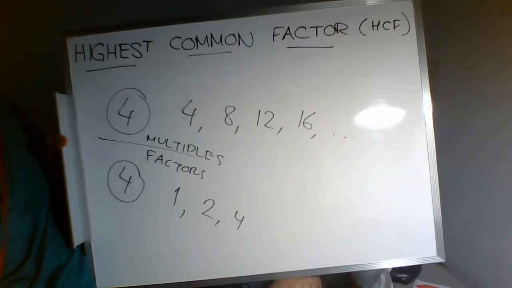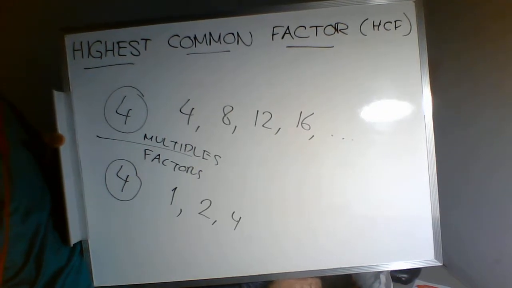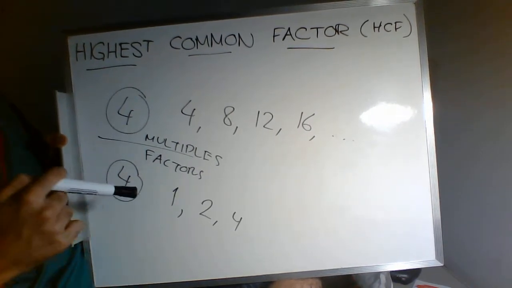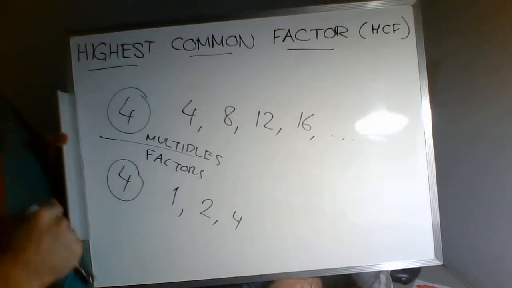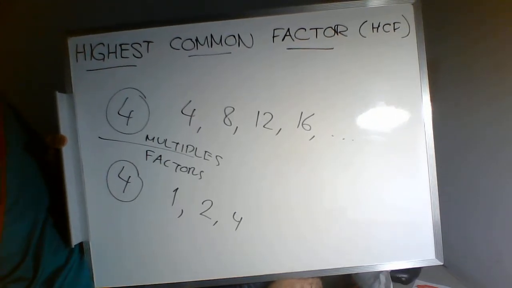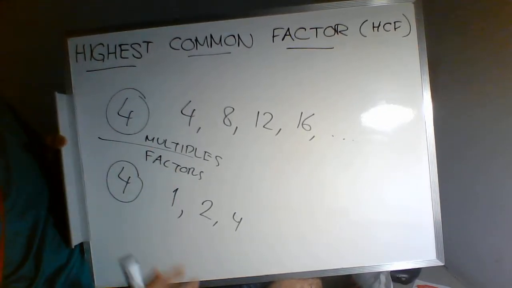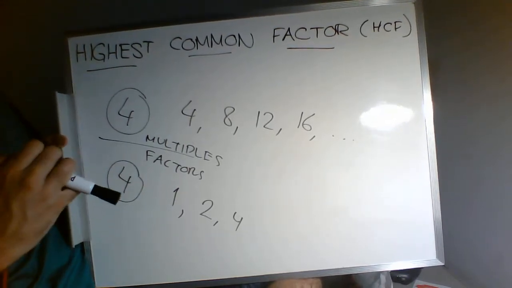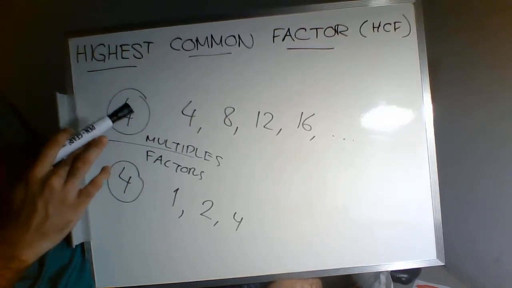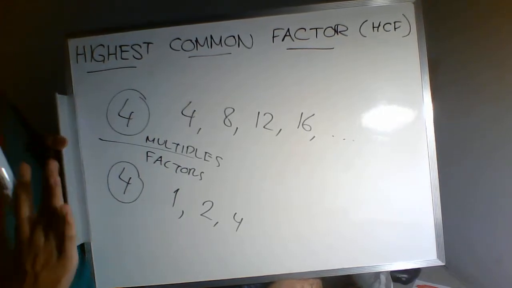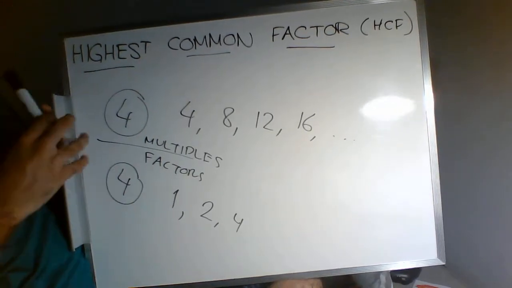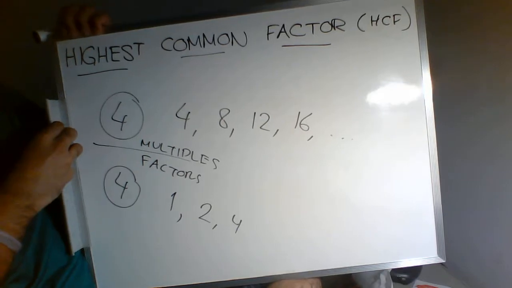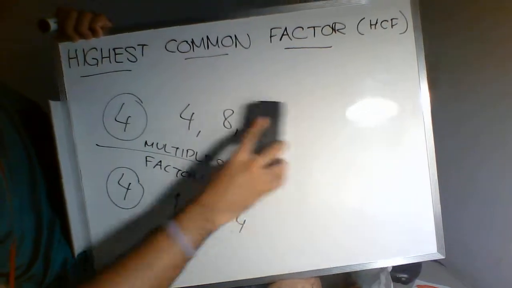If I'm asking you for the factor of a number, or for the factors of a number, your answer has to be smaller than or equal to the number that you started with. And if I'm asking for multiples, then with the exception of 0, which we don't really deal with anyway, your multiples are always going to be the same size or larger. Okay, so that's an important distinction between factors and multiples.